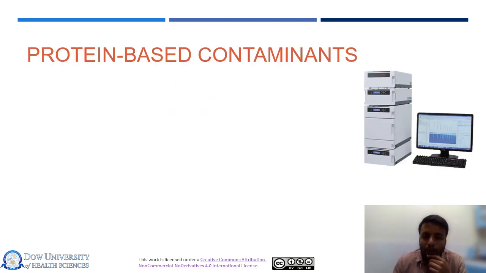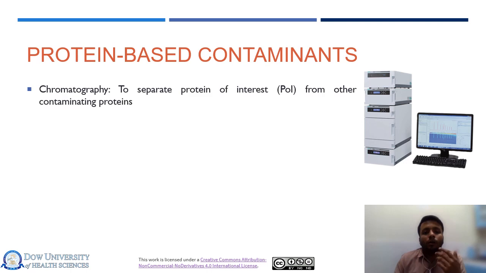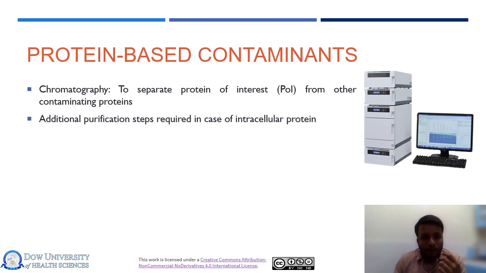Talking about protein-based contaminants, chromatography is done to separate the proteins of interest from other contaminating proteins. Chromatography is a widely used method for purifying proteins. It is based on the principle of selective absorption and elution. In this method, the protein of interest is separated from the contaminating proteins based on physicochemical properties. Now, the choice of chromatography method depends on the specific properties of the protein of interest or the contaminants.